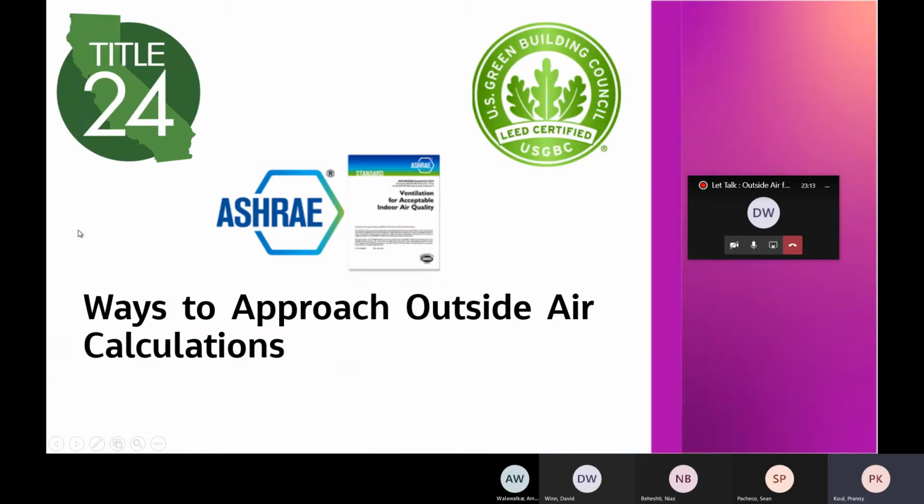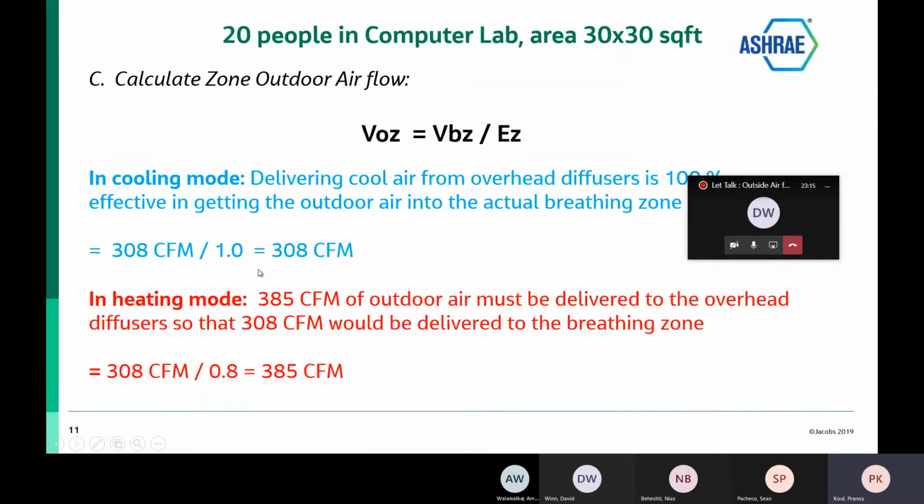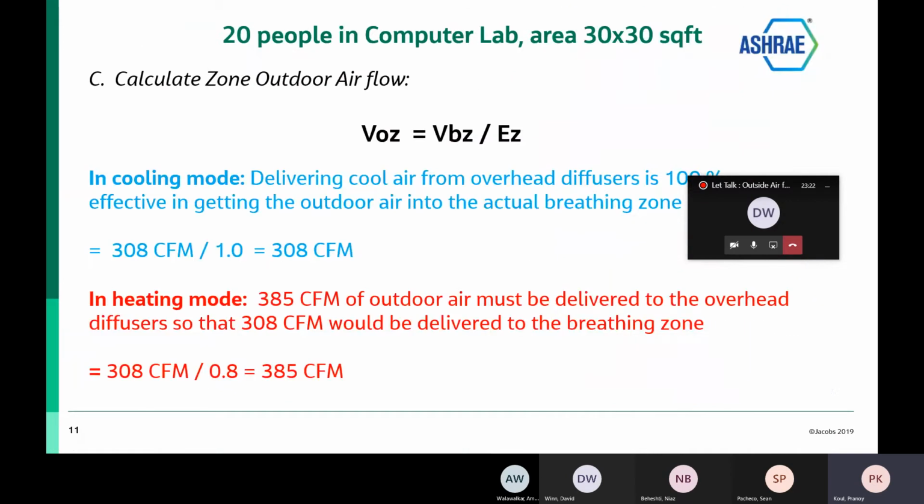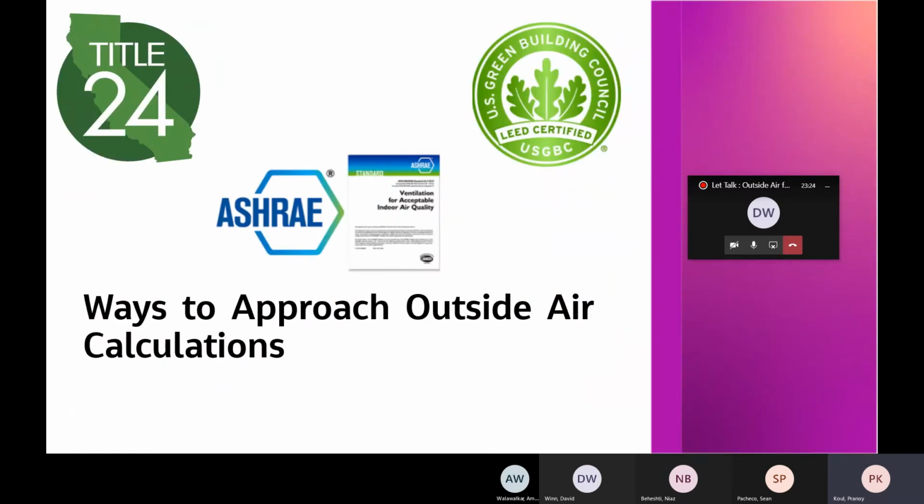ASHRAE has been able to, sorry, let me go back. ASHRAE has been able to provide you this information through this air distribution configuration table. Okay. All right. Any questions, anybody, before I proceed to the next slide?